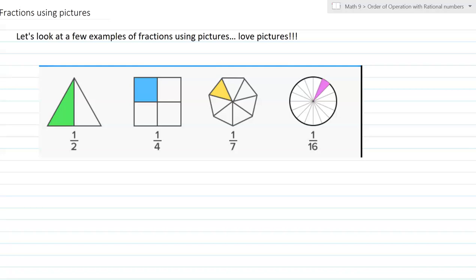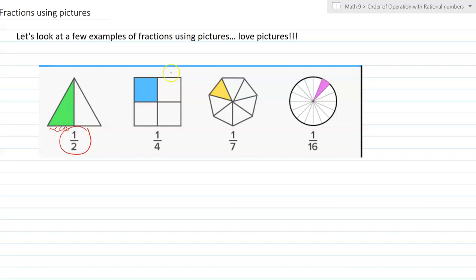Now look at the triangle first, okay? So this triangle has been cut in half, and one part of it is shaded green, which is right here. That's the part that is shaded green, and it represents half of the entire triangle, and therefore the fraction that represents the shaded area or the non-shaded area, it doesn't really matter, because half of the triangle is being shaded and the other half is not. That's how we represent that shaded area by a fraction. So half of that triangle is shaded, or half of the triangle is not shaded.